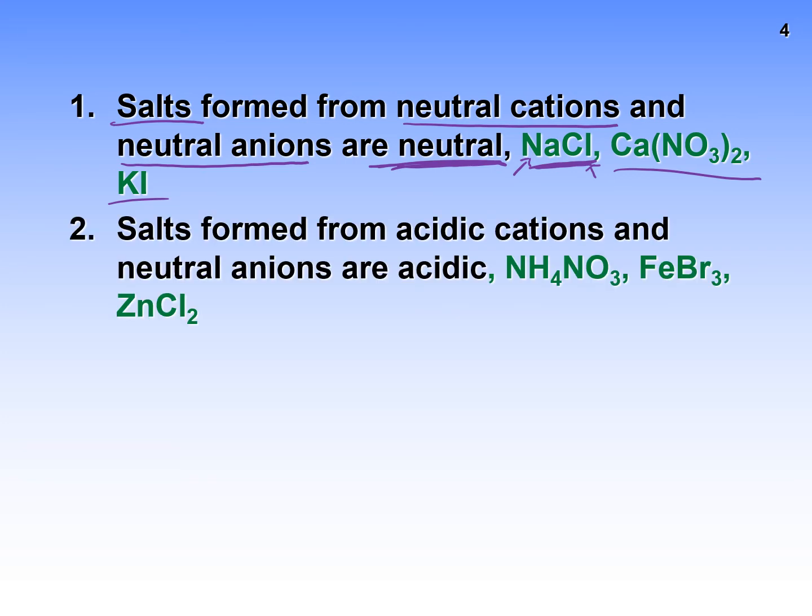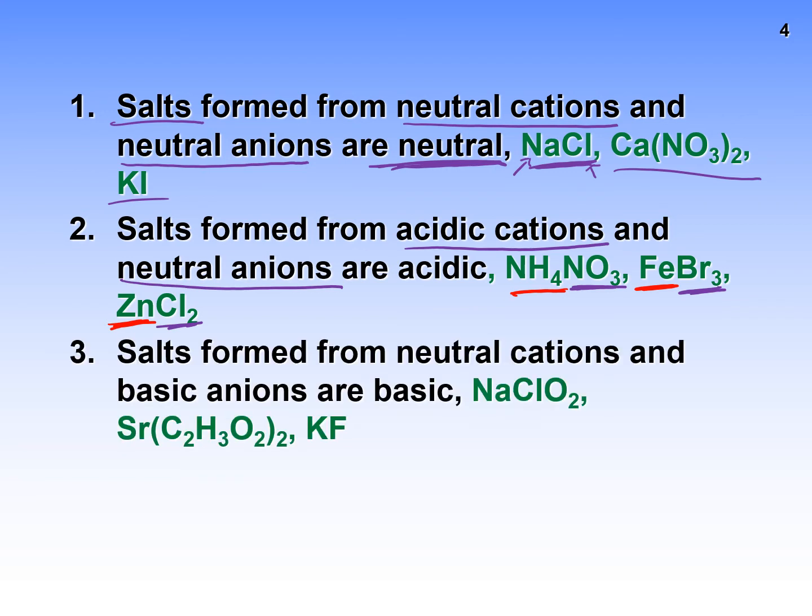We could have a salt formed from an acidic cation and a neutral anion. In this case, we're going to get an acidic salt, because the anions aren't affecting pH, but the cation is definitely going to be acidic, and therefore we get an acidic solution when we dissolve these guys in water. The third scenario is we have a neutral cation, right?